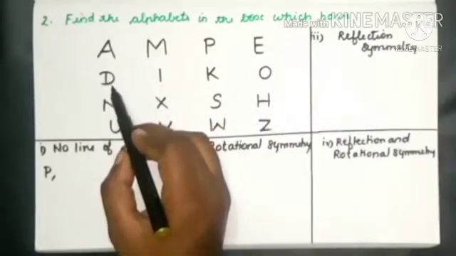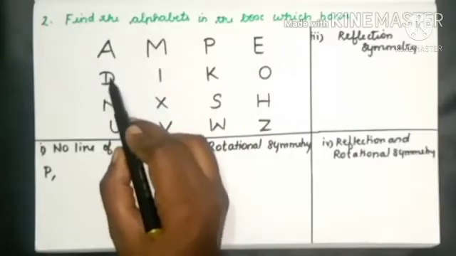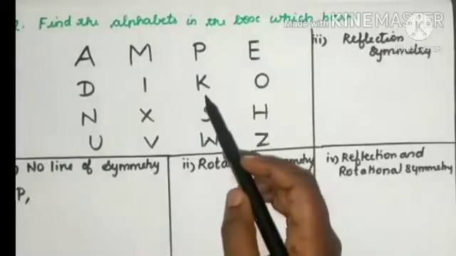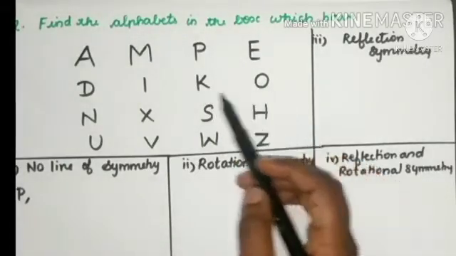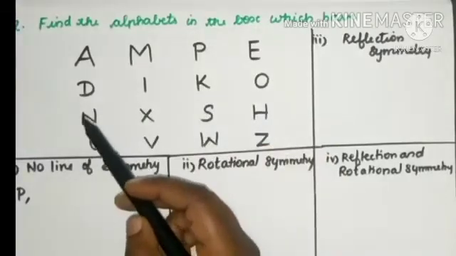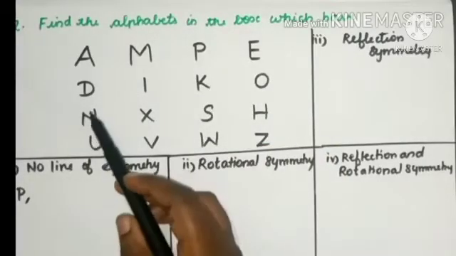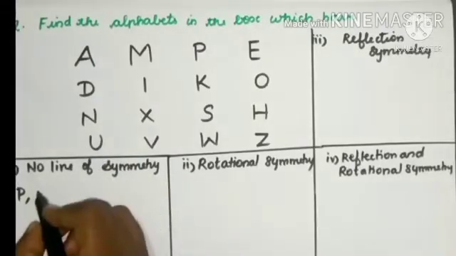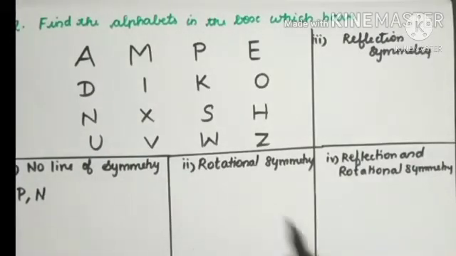And the letter D, yes, it divides into two equal parts. And it is similar for the letter K and O. It is divided into two equal parts. And what about the letter N? Yes, N is not divided into two equal parts. For the letter N, there is no line of symmetry.